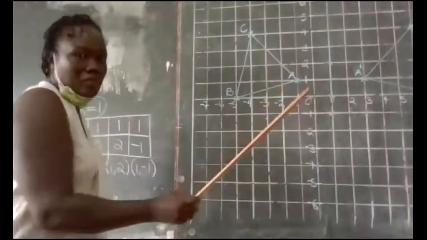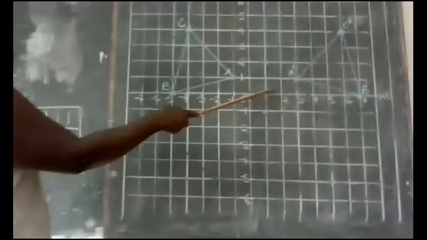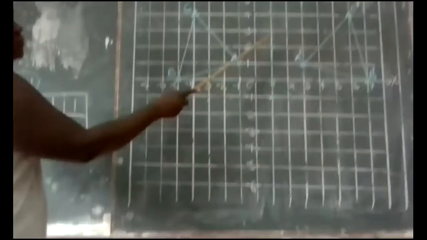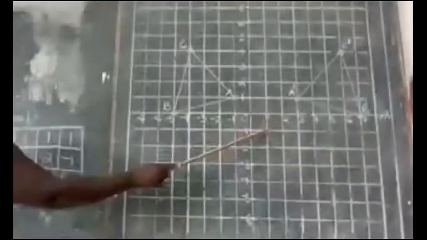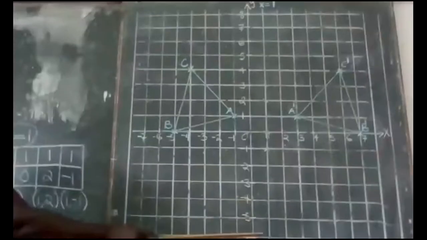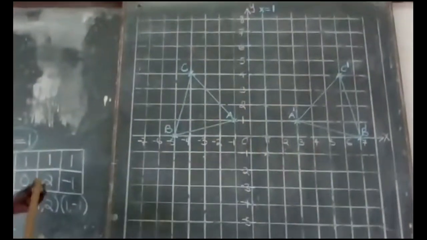If you notice, they are here. I have this point here, 1, 0, then I have 1, 2, and then I have 1, -1. These are the 3 points that helped us locate our mirror line, which happened to be x equals 1. Then thereafter, I started reflecting point by point.